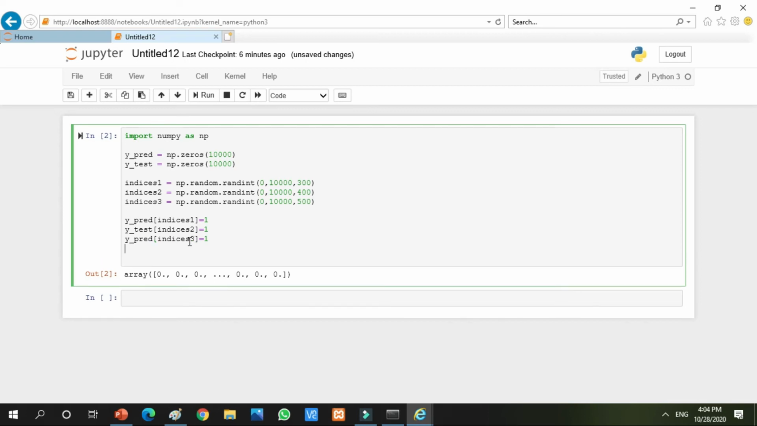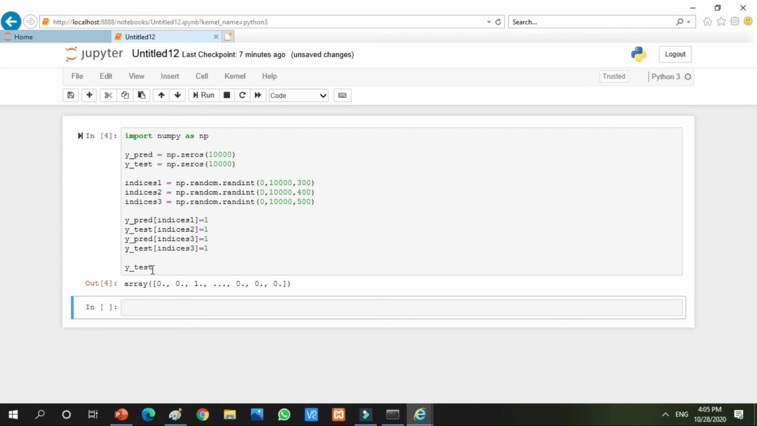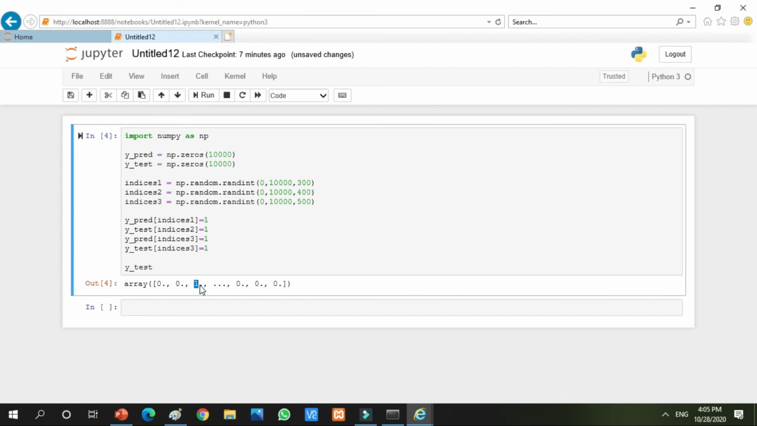Let me explain it again, what is happening inside this y prediction and indices variable when we are using y prediction or y test. You can see I have printed y test, and you can see there is a 1 value. Randomly it is providing the values 0 or 1. As you already know, y prediction and y test consist of 10,000 values, all are 0. On the basis of indices, we have assigned 1 to some of the places.